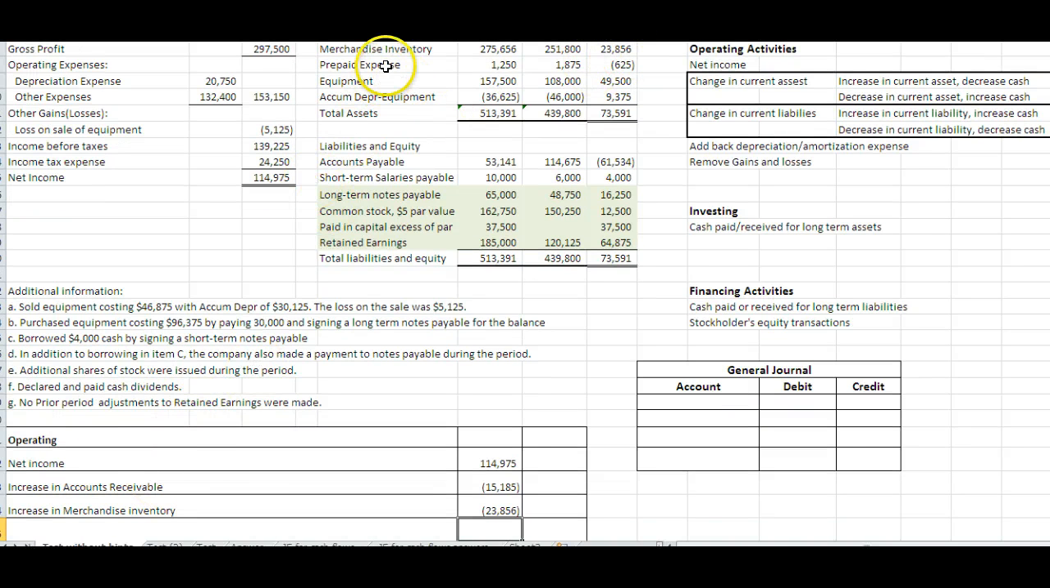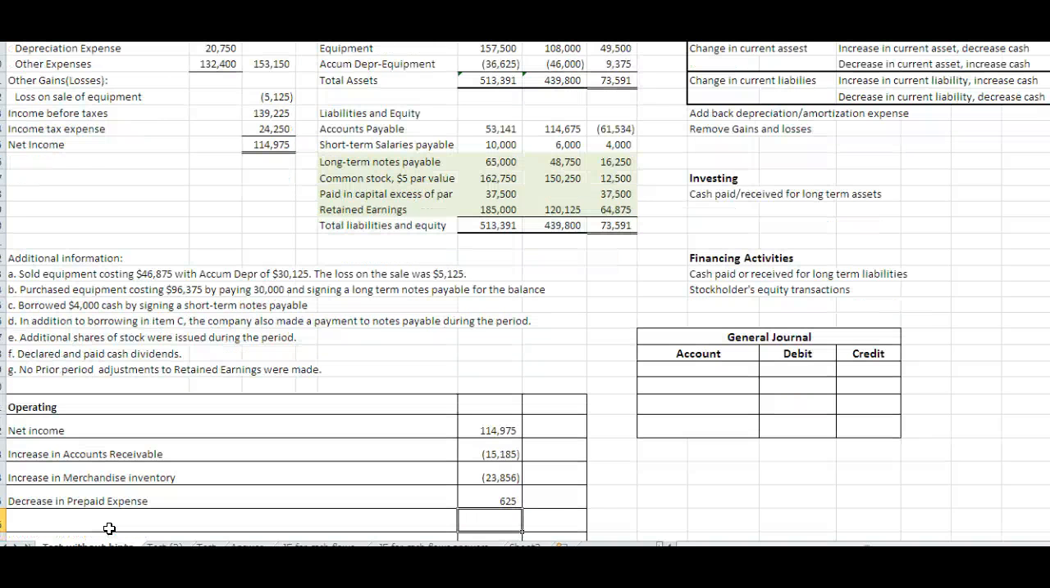And then my next one is my prepaid expense, because you're going to assume that prepaid expenses are current unless you're told otherwise. So in other words, if that was prepaid insurance, I'm using it up in less than a year, so it's current. So my decrease in prepaid expense, because it went down throughout the year, will be added back as 625. The next asset that I see is equipment. That's long term, so I won't include it under operating.